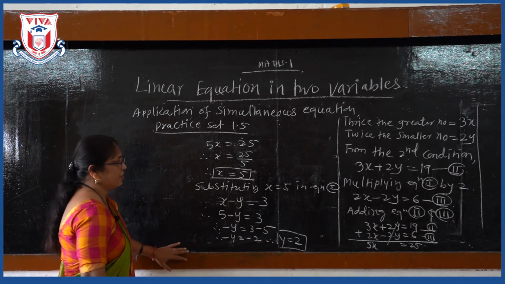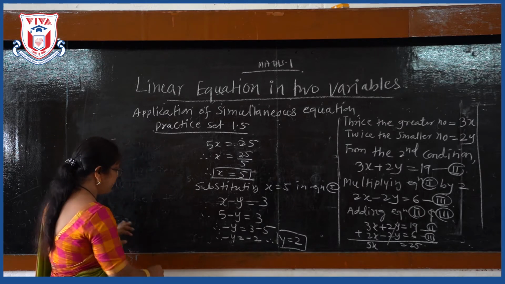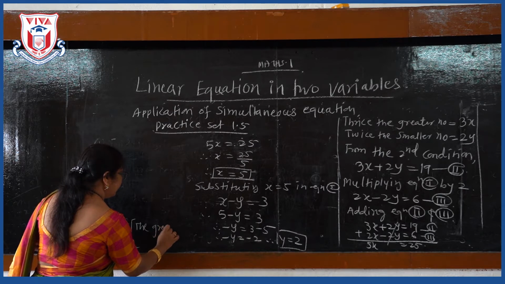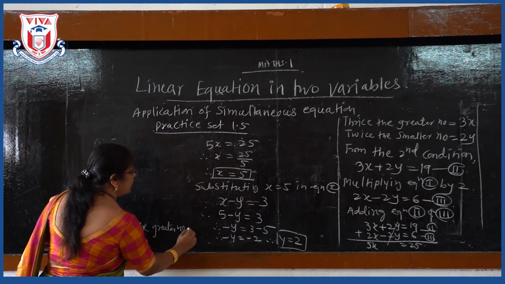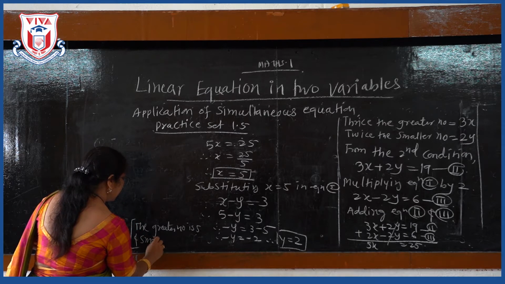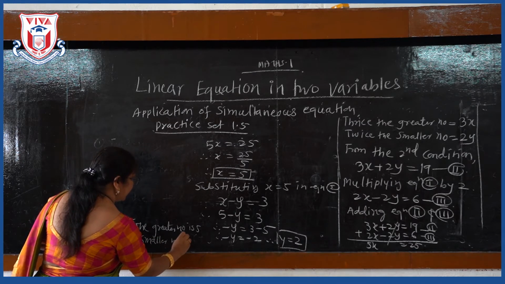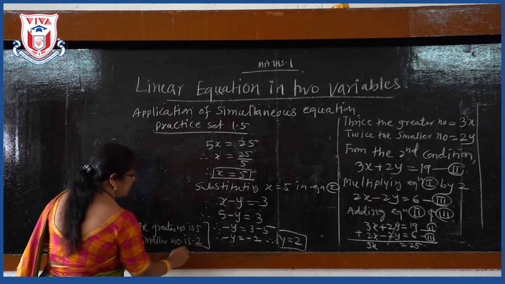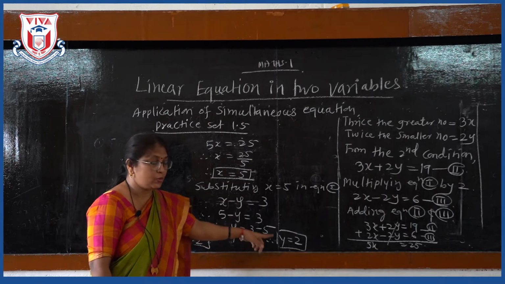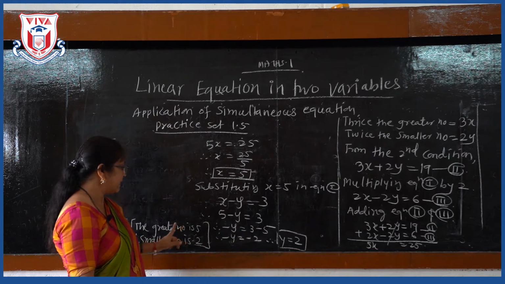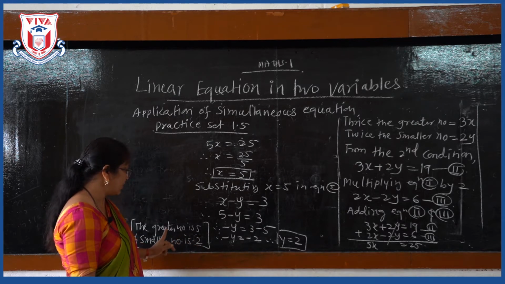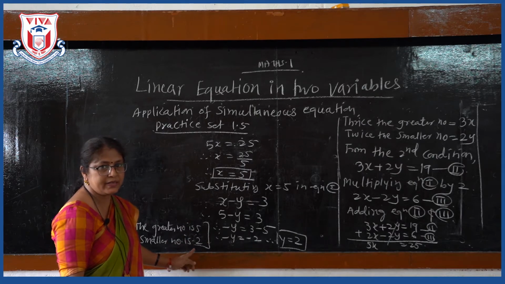And lastly, your answer in words: therefore the greater number is 5 and the smaller number is 2. This is the solution. So x is equal to 5 and y is equal to 2. Our greater number is x, so the greater number is 5, and the smaller number is y, so it is 2.